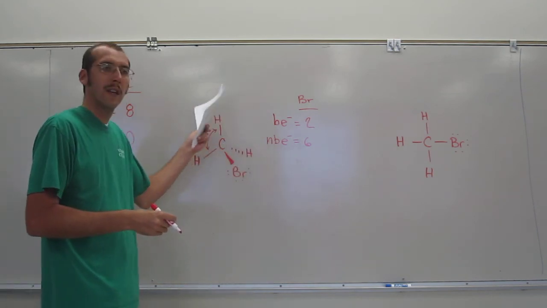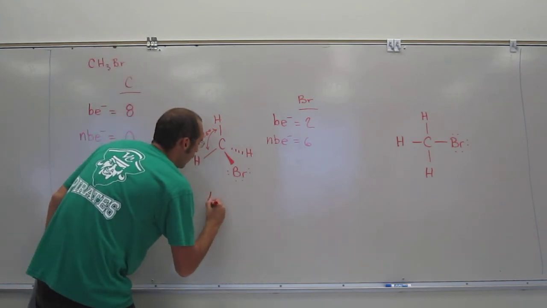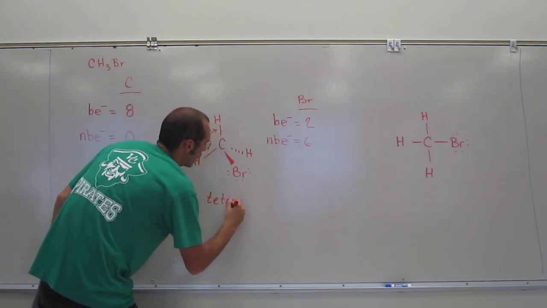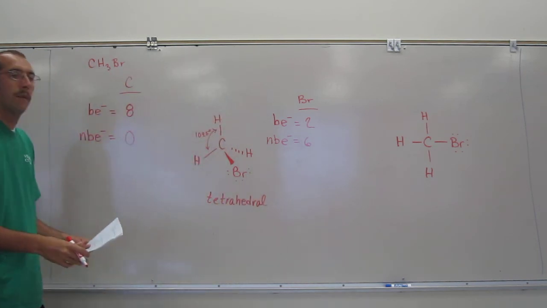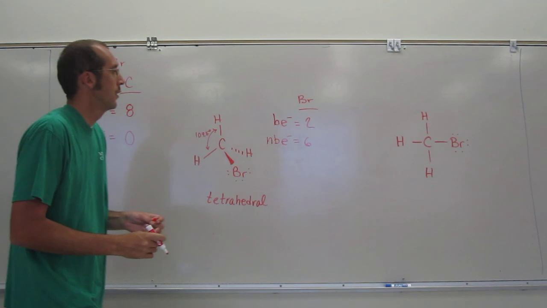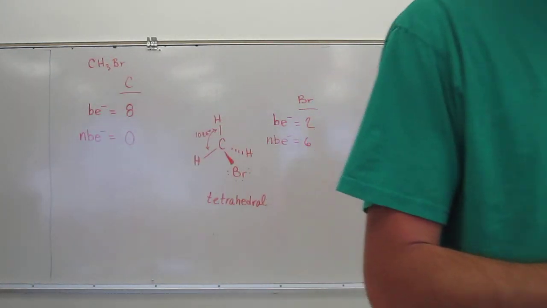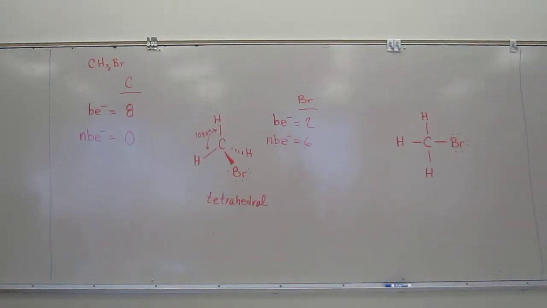It's got 4 sides to it, so we call it a tetrahedron, or tetrahedral geometry. Does that make sense? Okay, cool. I think that's a pretty good one. You can build a lot of these simple molecules just by looking at their molecular formula and thinking them out. Okay, cool.